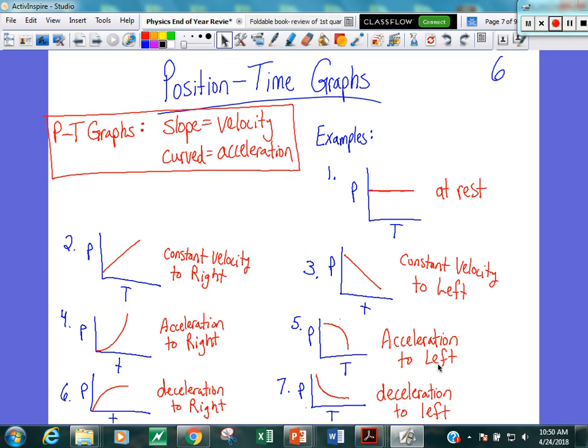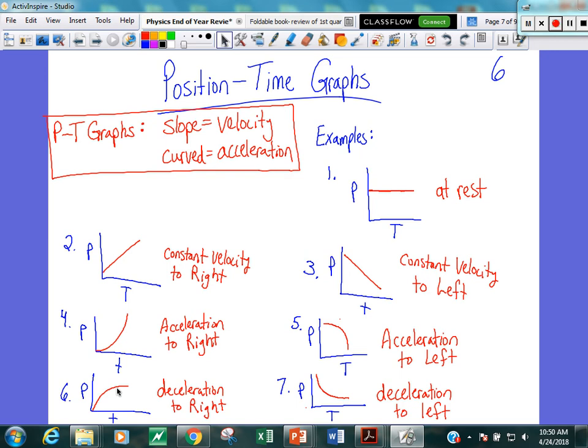Now let's go through the final 2 examples. Number 6, first of all, you notice it's curved, so there's acceleration going on here, or deceleration. At the beginning, the slope is pretty severe. As time goes on, at the end, there's almost no slope. So that tells you that the velocity is getting closer to 0. So it's slowing down. Deceleration, and it's going to the right because the overall slope is positive. So it's got to be going to the right.